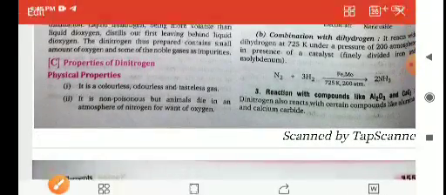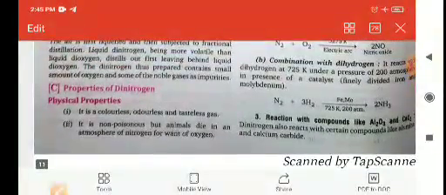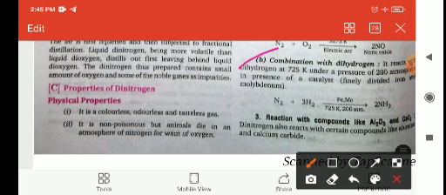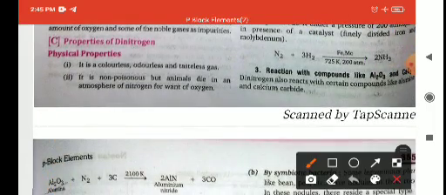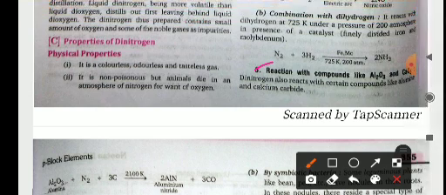Okay, combination with dihydrogen. It reacts with dihydrogen at 750 Kelvin under a pressure of 200 atmospheres in the presence of a catalyst and forms ammonia gas, and this manufacturing of ammonia gas is known as Haber's process. Now come to the reactions with compounds like Al2O3 and CaC2.